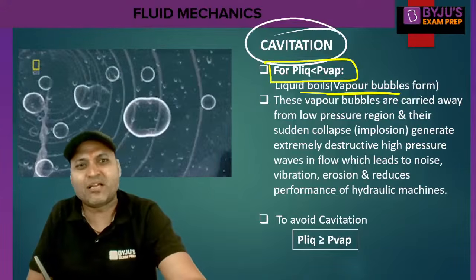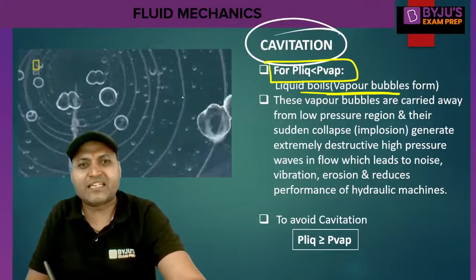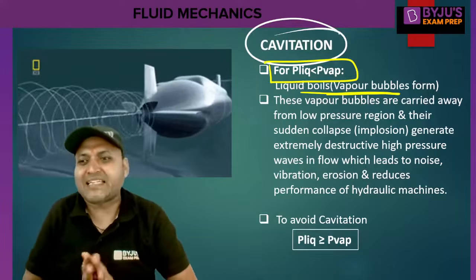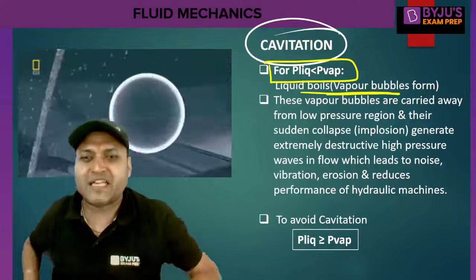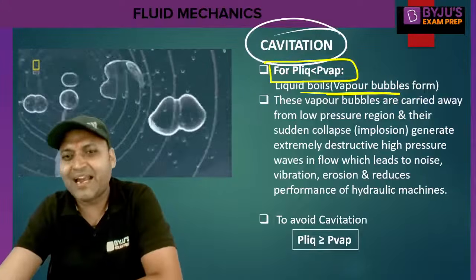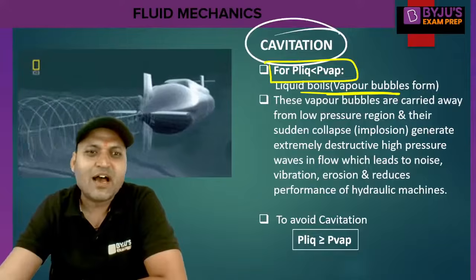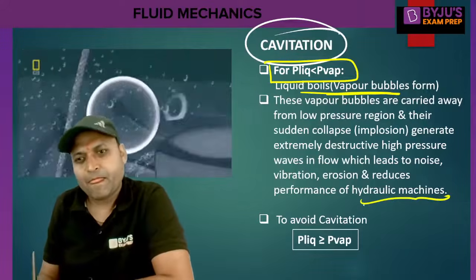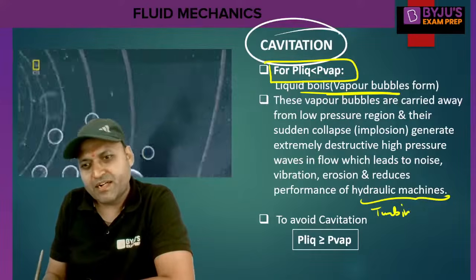You can see the animation. This is how cavitation happens. Their sudden implosion generates extremely destructive high pressure waves in the flow, which leads to noise, vibration, erosion, and reduces the performance of turbines, pumps, and hydraulic machines.